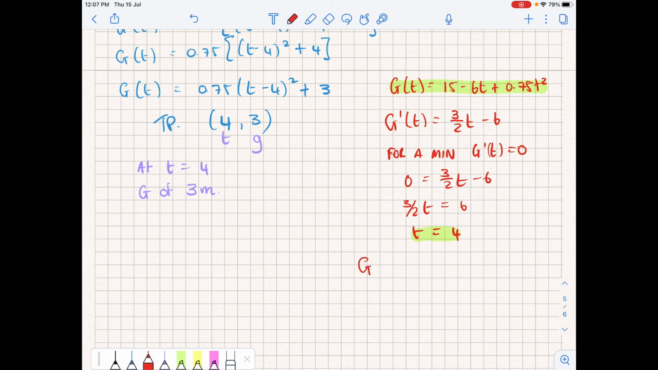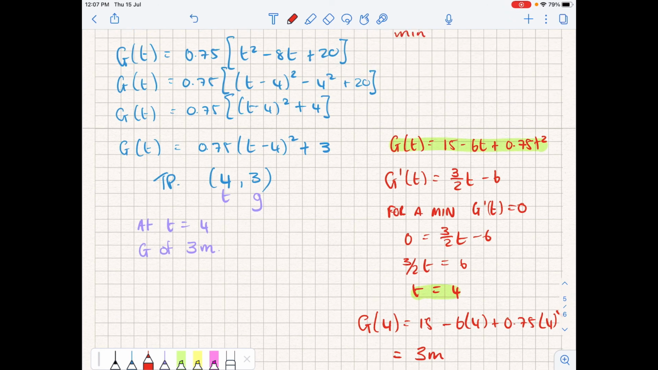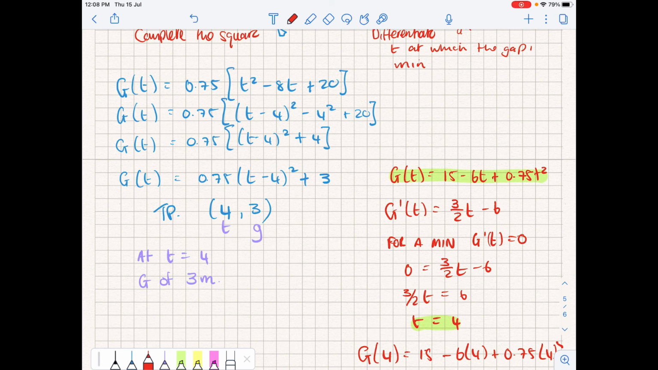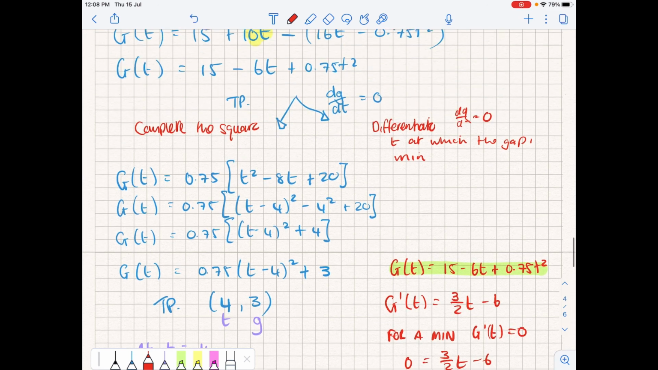So in other words, g of 4 gives me 15 minus 6 times 4 plus 0.75 times 4 squared. And if you do the calculation, this will give you 3 meters. Okay. So you could have gone either route, they would have given you the same. It all depends on your understanding, right? And obviously, like I said, completing the square would have been faster because you got both of them at exactly the same time. But using the derivative is also completely acceptable.